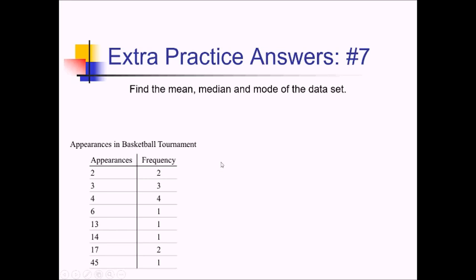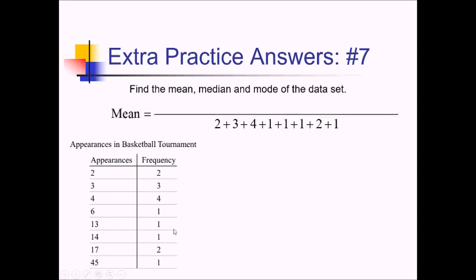To figure out the number of data items, we can just add up these frequencies, because this column is telling us how many of each of these other things that we have. So we have 2 plus 3 plus 4 plus 1 plus 1 plus 1 plus 2 plus 1. All of that down there is the number of items. And for the mean, we'll just add up the items and divide by whatever this number down here is.